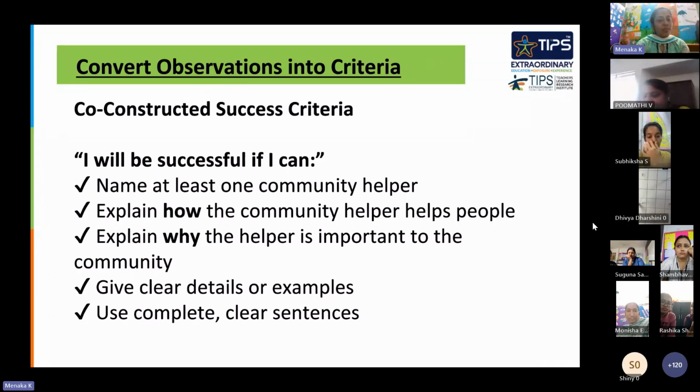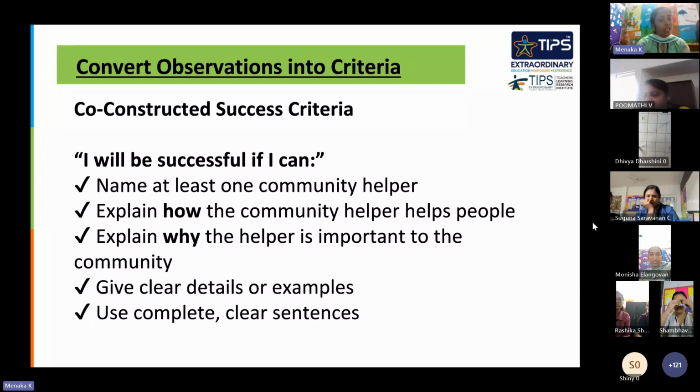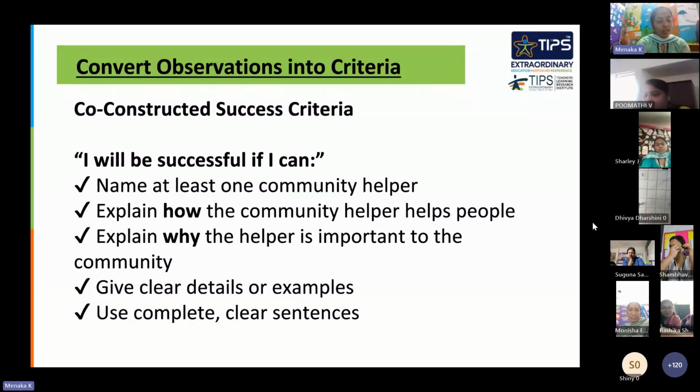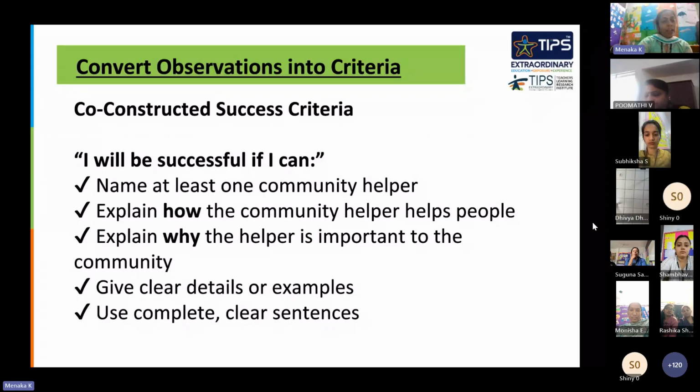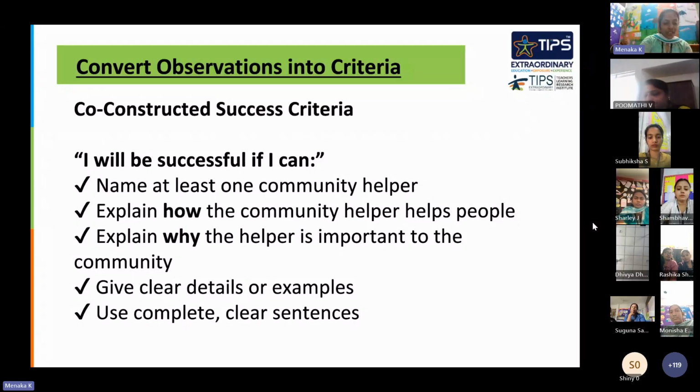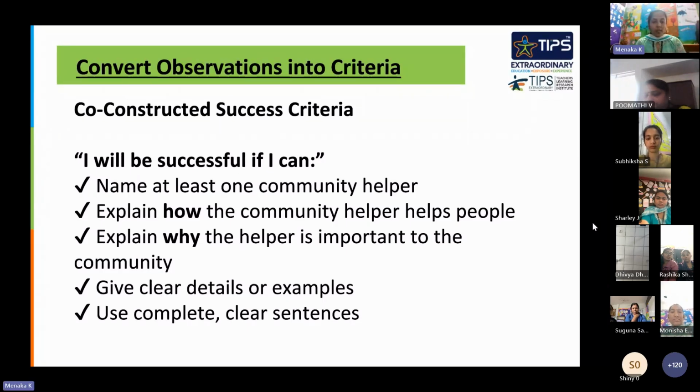I will be successful if I can name at least one community helper, explain how community helpers help people, explain why helpers are important to the community, give clear details or examples, and use complete and clear sentences. If I have all these things, my learning intention would be achieved. This is my success criteria. So they would be co-constructing all these points with us.